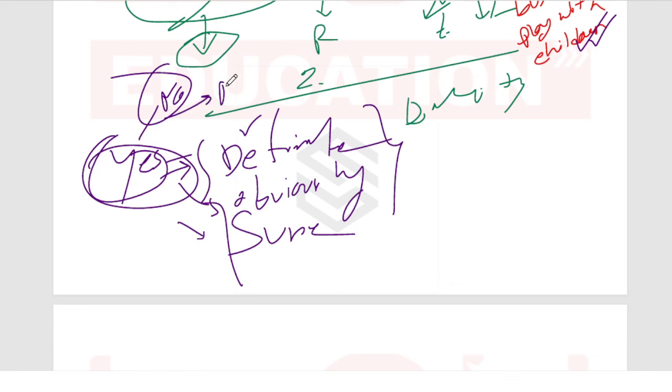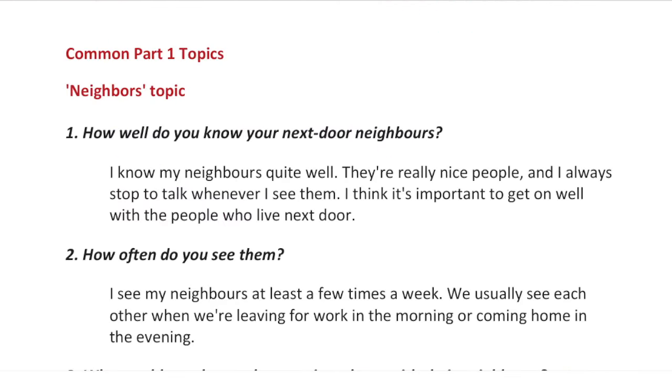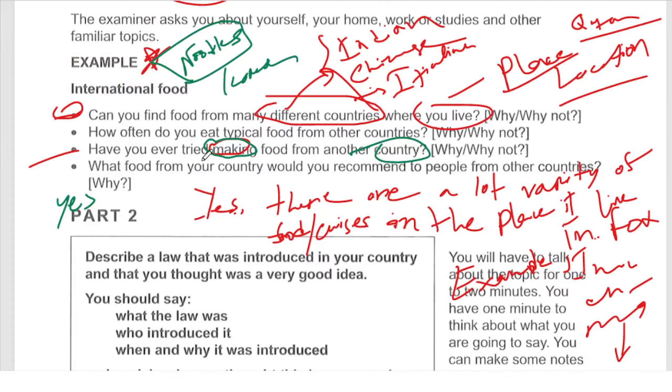For no, you can say not really. I don't think so, right? These are the words you can really use. Here the question was, have you ever tried making food from another country? You can start with the D, the direct answer, definitely.